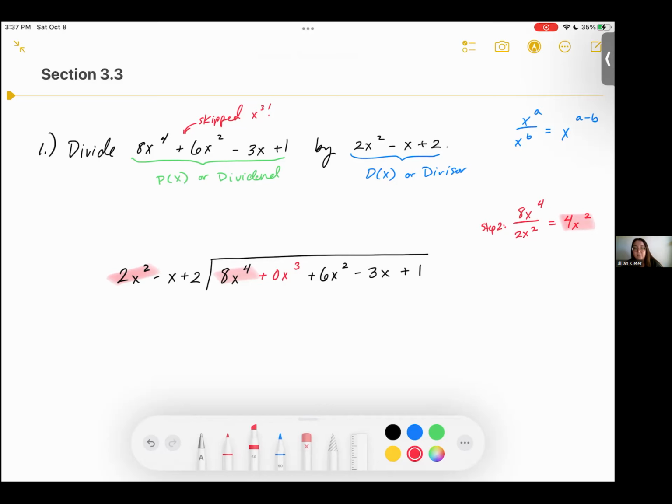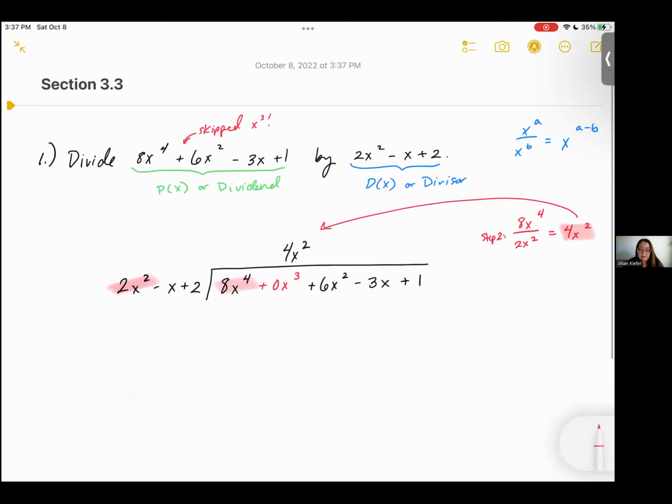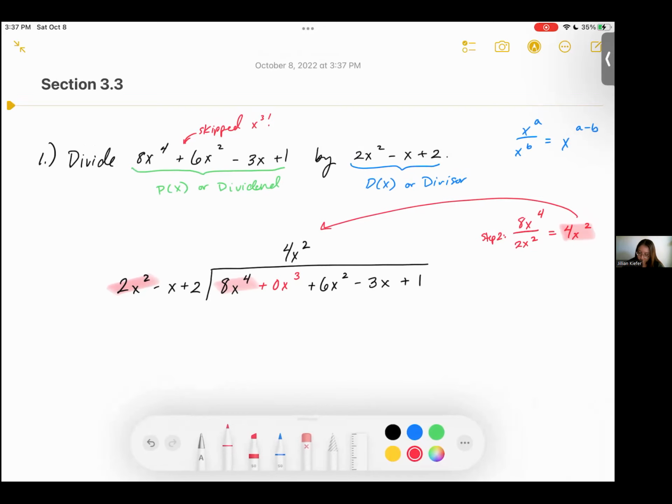So we're going to go ahead and write that out. That was our quotient. So we're going to write that value on the top, and we're going to write it right here, 4x squared. See how we took this value and we put it right there. So that is step 2. You take the leading coefficient of the dividend divided by the leading coefficient of the divisor. You take that result, you put it on top of the house. That is the first term of your quotient. So that's all step 2.